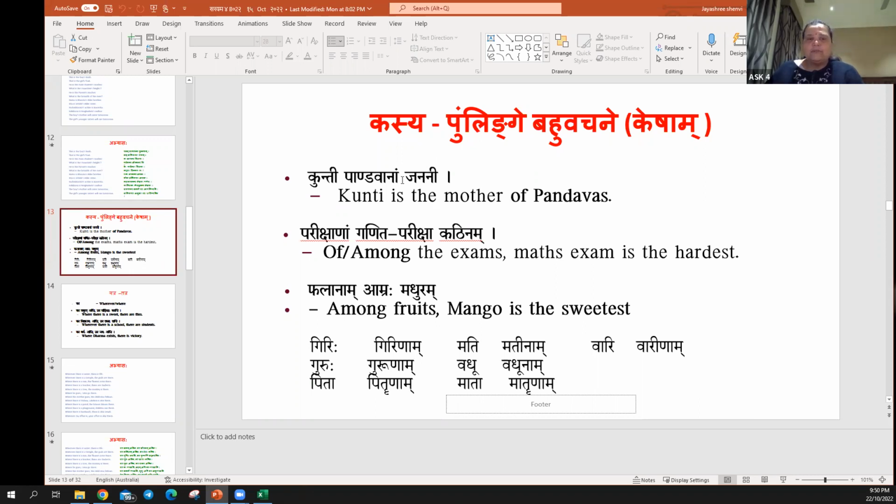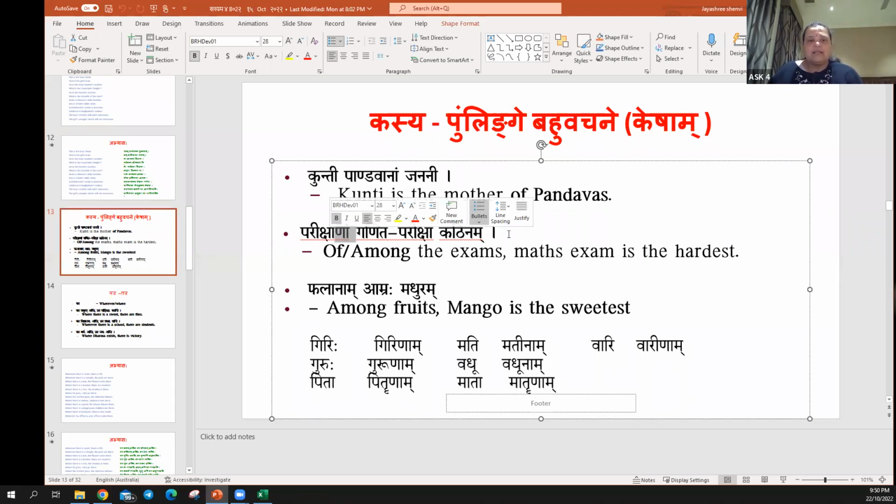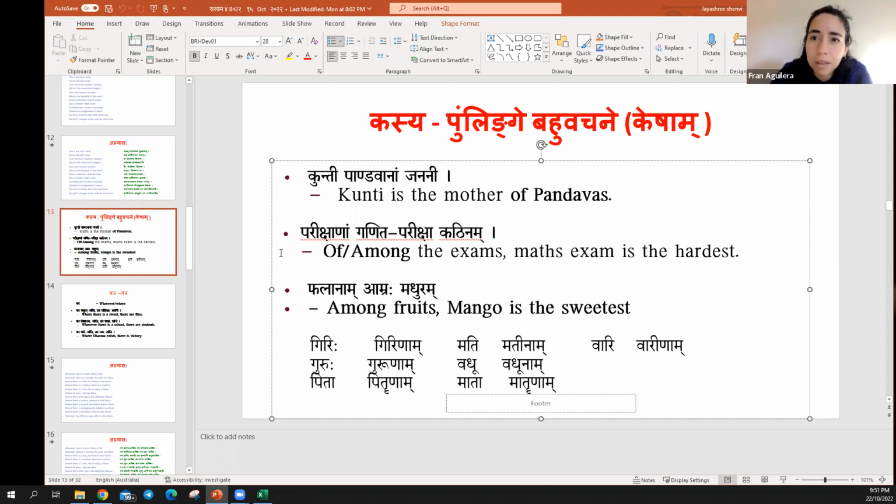If there are more than two people, kesham. Kunti is the mother of Pandavas. Parikshanam, ganita pariksha kathinam. Not for everyone, but yeah. With bahuvachana, it's always nam that comes. Pandavanam, parikshanam. Do you know why na comes here? Natvam. Because of the repa, ra and ksha come. Parikshanam.